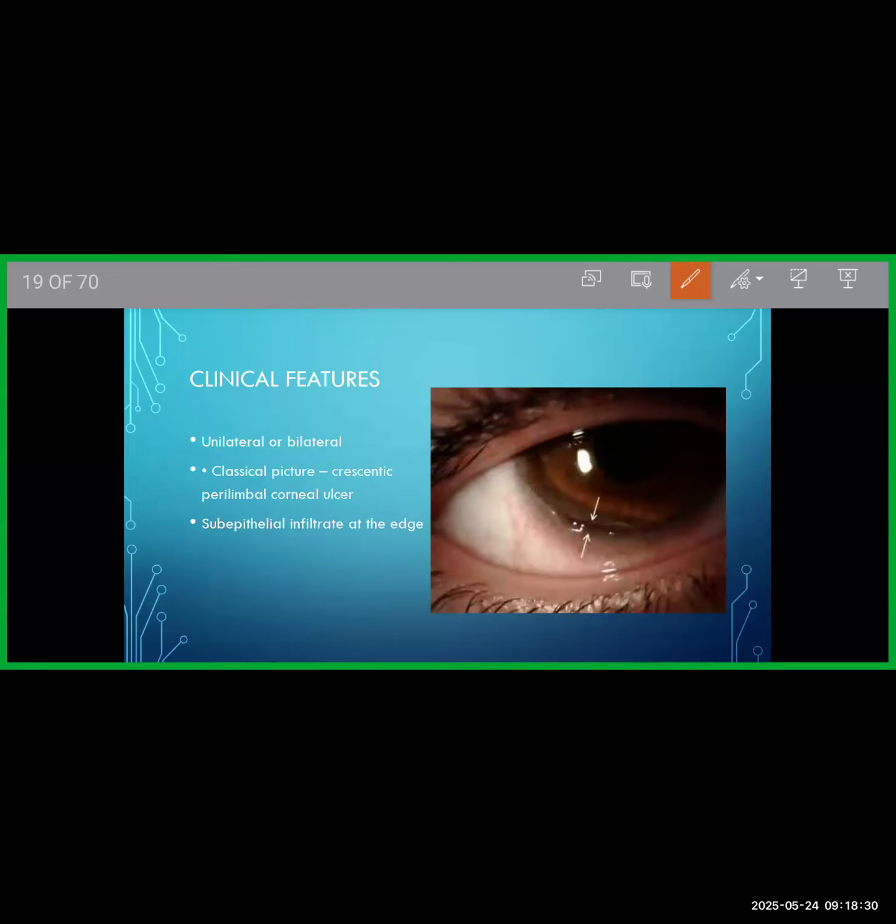Now, just as I said, it may be unilateral or bilateral. The classical picture of PUK is this presenting perilimbal corneal ulcer. Just as you've seen in the picture, the two arrows show the area of the peripheral ulcer with soft epithelial infiltrate at the edge of the ulcer. That is, the edge that is towards the pupil, not the limbus.